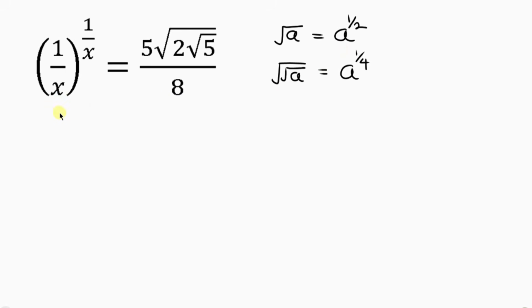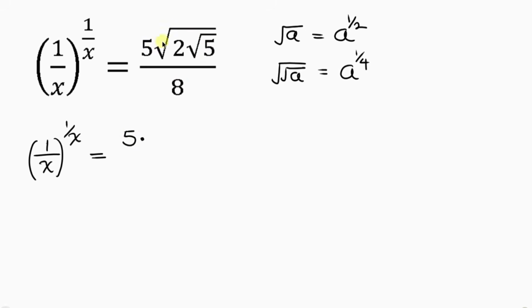Now all we have to do is to make the left hand side and the right hand side look alike. That means we want to make the right hand side look like the left hand side. Now let's do that. So on the left we have 1 over x, all raised to the power of 1 over x. This is equal to 5 times.